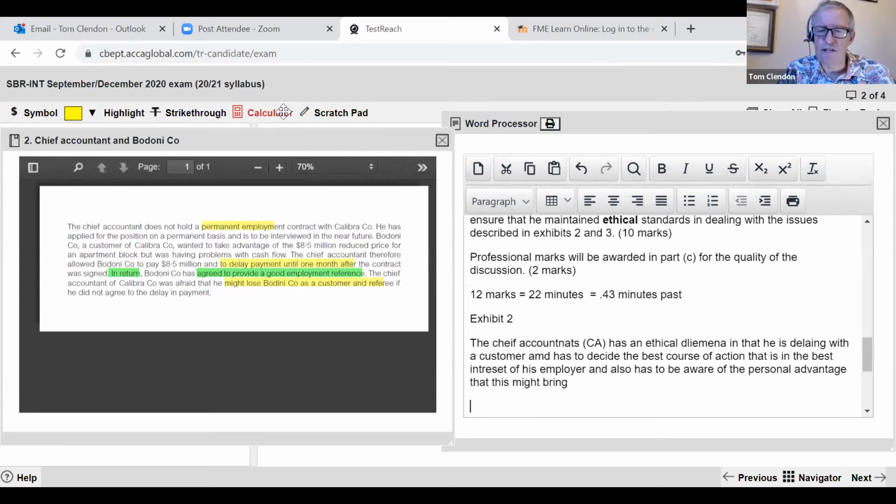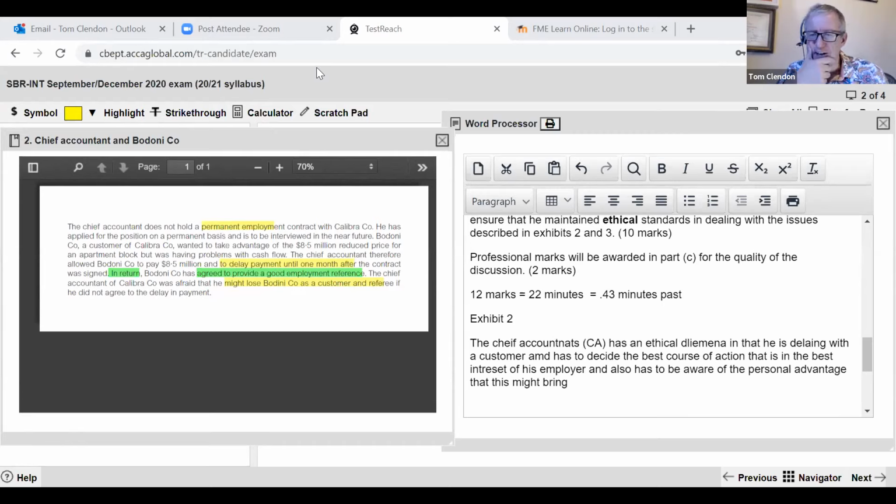What's the pillar? I'm not starting this answer by listing out the 5 ethical pillars, but which pillar here am I going to tie this dilemma into? What's the pillar? What's the ethical issue? Is this confidentiality? No. Is this competence? No.